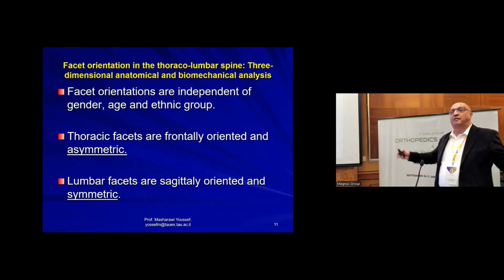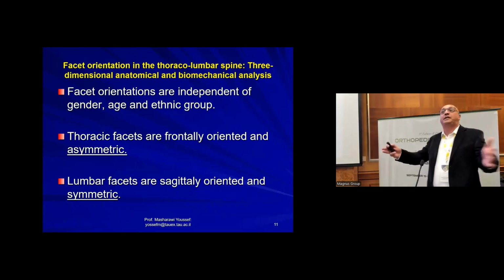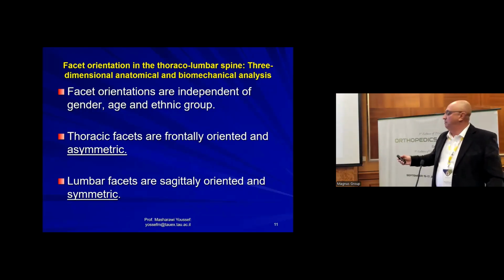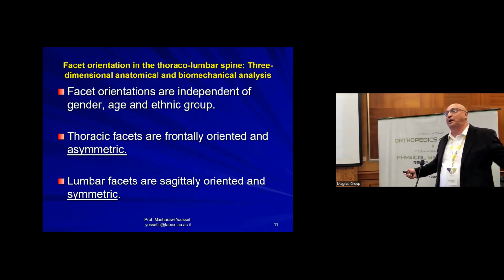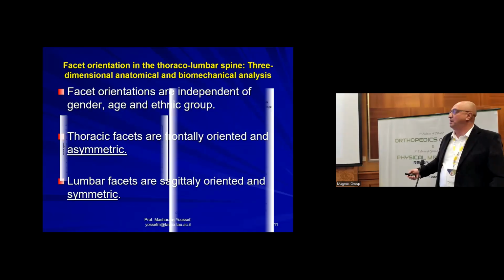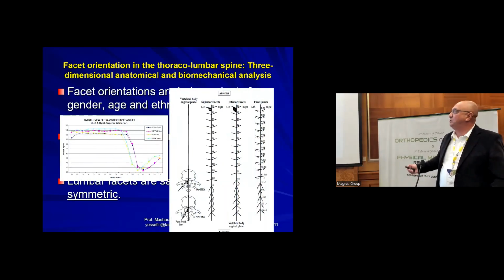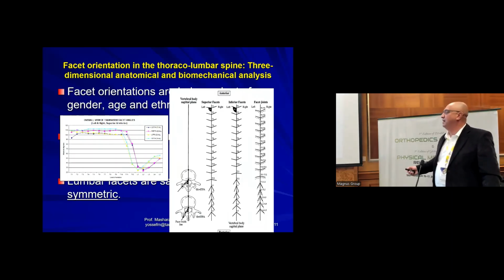For example, for the facet of the vertebra, the orientation, right and left, we saw that it is independent of gender, age, and ethnic group. The thoracic facets, for example, are frontally oriented, whereas the others are less so. So it's asymmetric. I'm talking about a very well-built asymmetry in the thoracic facets on the left side compared to the right side, but it's not the case in the lumbar spine. So you can see it here, where we managed to draw the orientation of the facet. It was published in Spine at the beginning of my career.